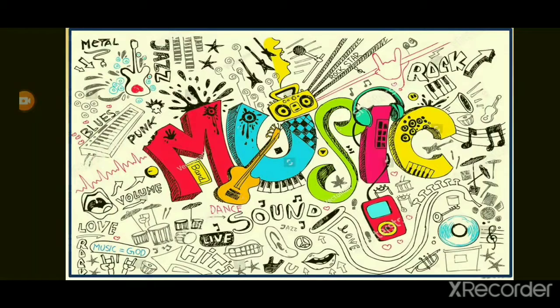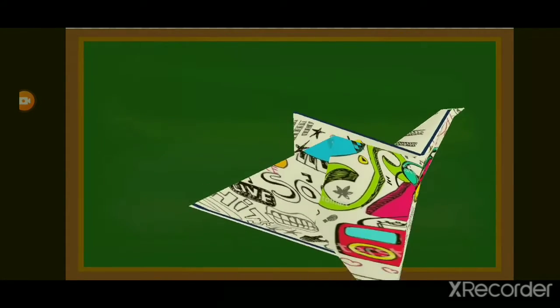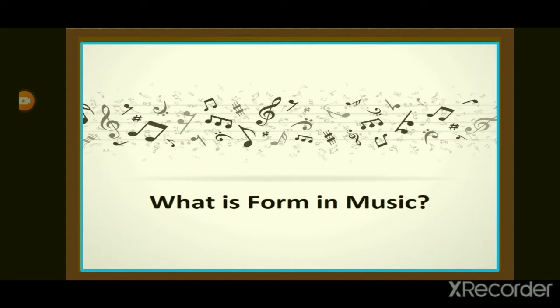Music is constructed upon one or more musical ideas called themes. A theme consists of melodic, rhythmic, and harmonic elements combined to give the musical idea a distinct character or individuality. What is form in music?